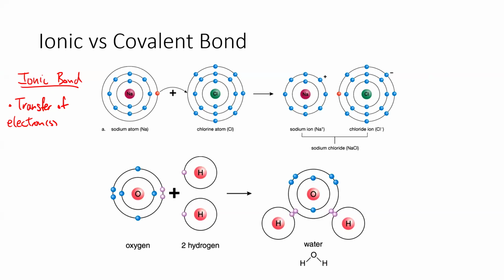Ionic bond tends to be stronger. Okay, it's very hard to separate them. They have a very high melting point, for example. In order to melt salt, you need to crank up the temperature to thousands of degrees. Okay, the other one is called covalent bond. So in covalent bond, instead of transfer of electron, it is a sharing of electron.